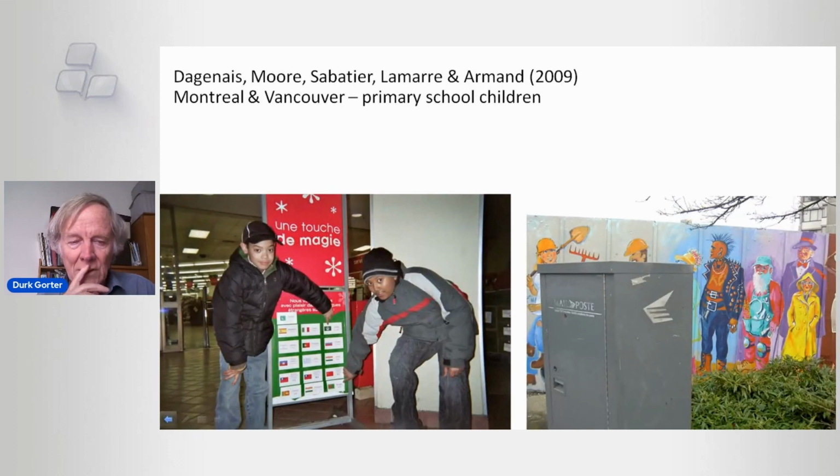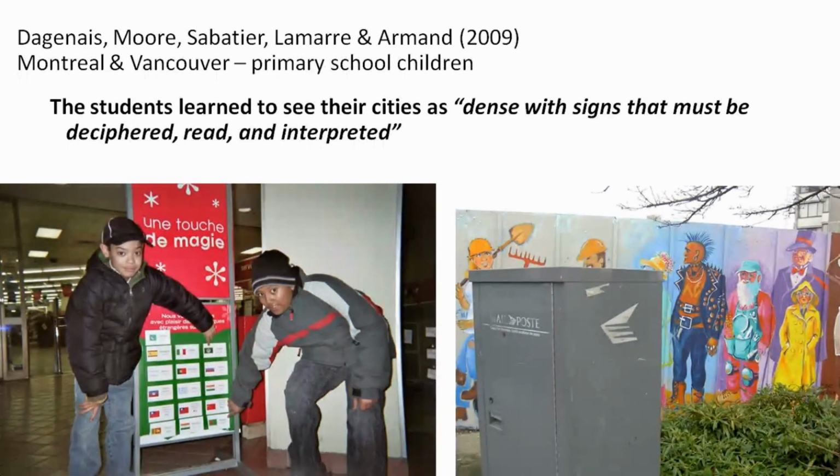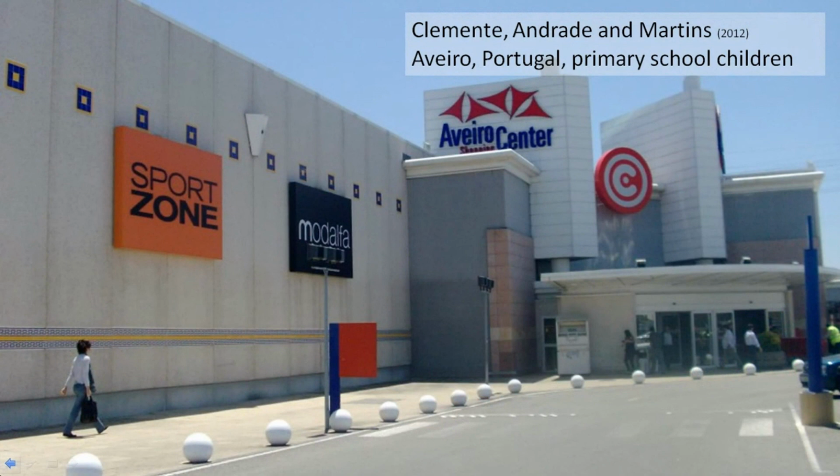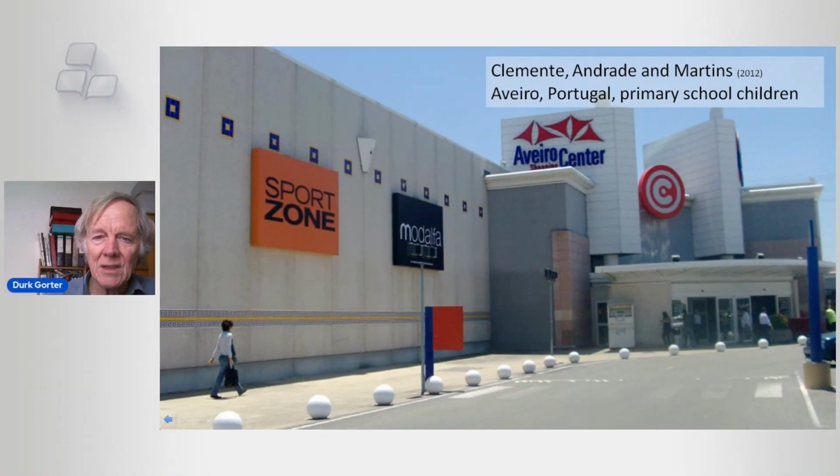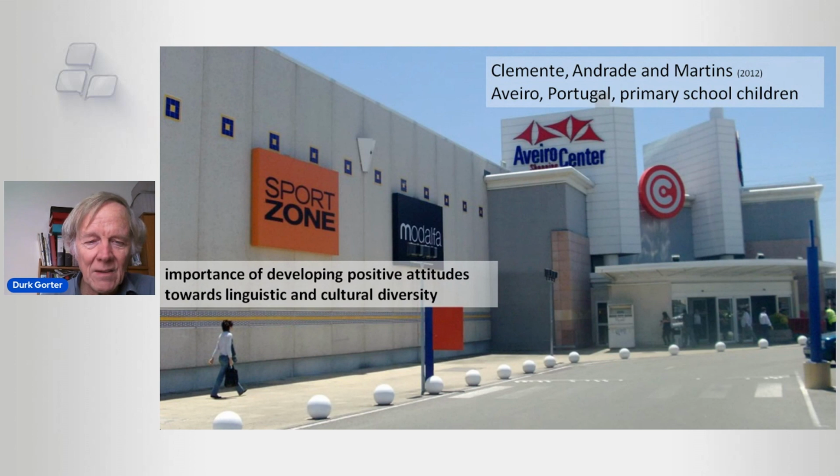But this is what happened in a project some years ago in Montreal and Vancouver, where they had primary school children that were discovering the city. They sent them out into the street with disposable cameras to take pictures of their own surroundings. And students learned to see their cities as dense with signs that must be deciphered, read, interpreted. So they learned that. In a follow-up project in Portugal, Clemente and her colleagues in Aveiro, they also used primary school children, and they were looking at all the different languages, the language diversity in the signs. And they found that through this program, they were developing positive attitudes towards linguistic and cultural diversity.